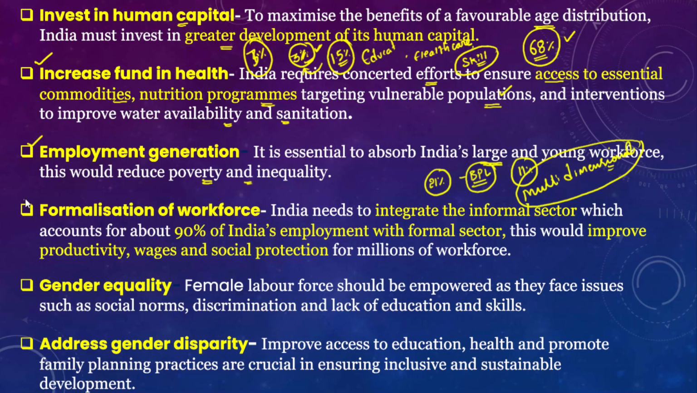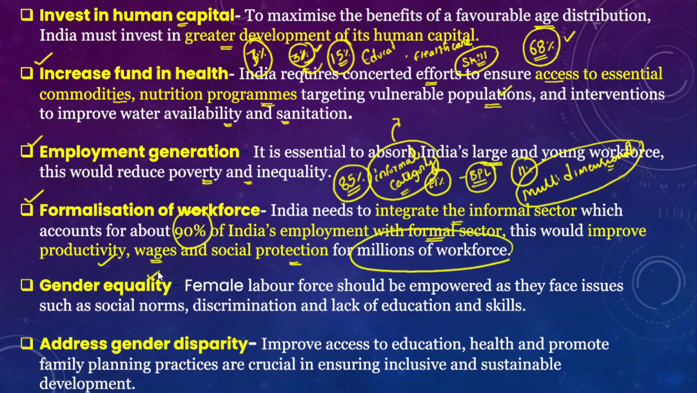Now in this context, we need to talk about the workforce as well. If you look at India's workforce structure, around 85% of India's workforce is in the informal category. So there is a need to make a transition towards the formal economy. India needs to integrate the informal sector, which usually accounts for 90% of India's employment, with the formal sector. This would improve productivity, wages of the people, and social protection for millions of workers.